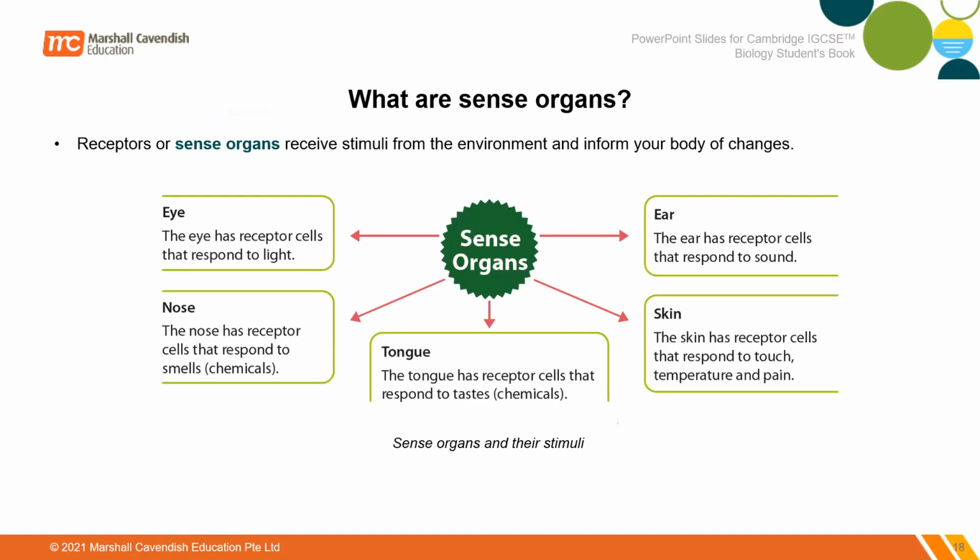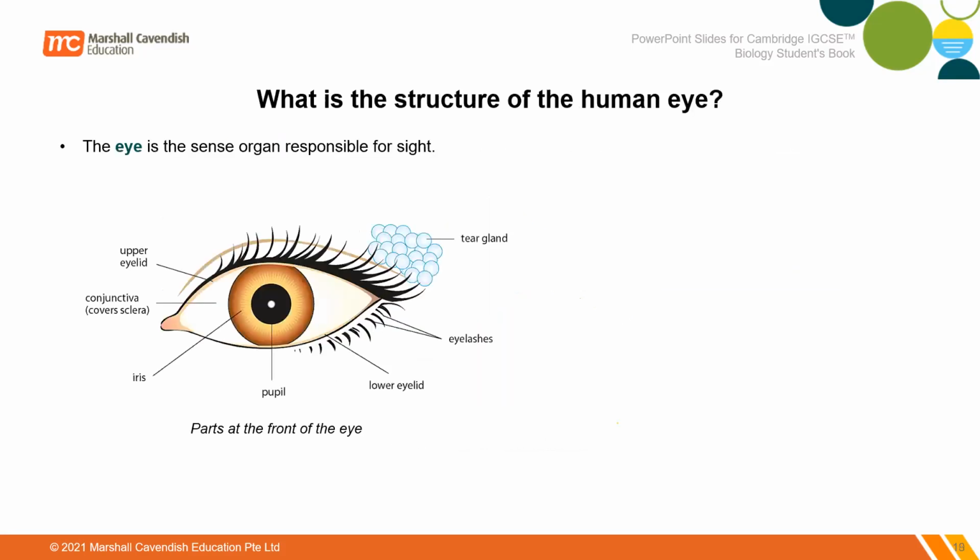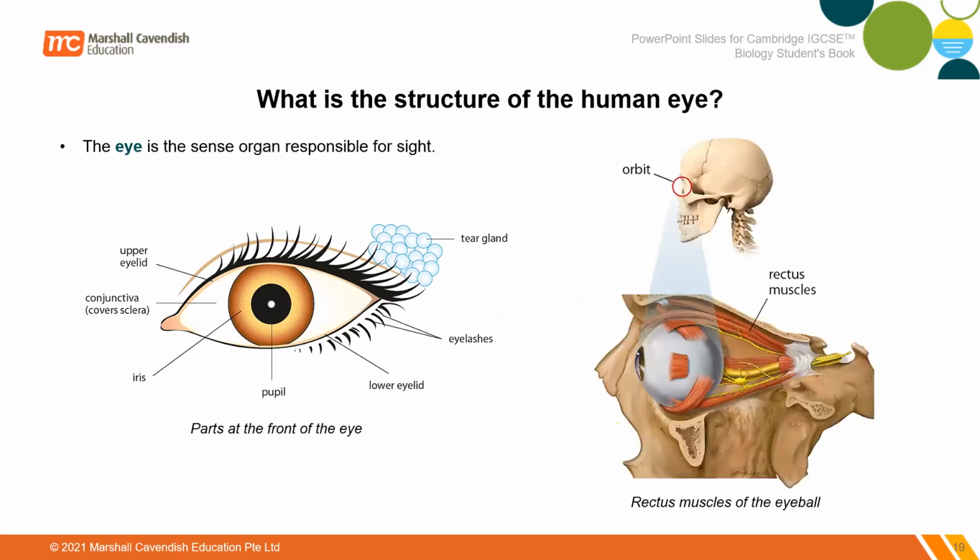I'm giving you here an example, and I think we took this slide, or last time you saw this slide, was in year two or year three maximum. When we are talking about sense organs, we have two eyes so we can see, but here we realized that the eye has receptor cells that respond to light. The nose has receptor cells that respond to smell chemicals. The tongue has receptor cells that respond to specific chemicals in order to taste. Ear and skin are the same. Then we take an example, which is the typical structure of the eye. The eye is the sense organ responsible for light.